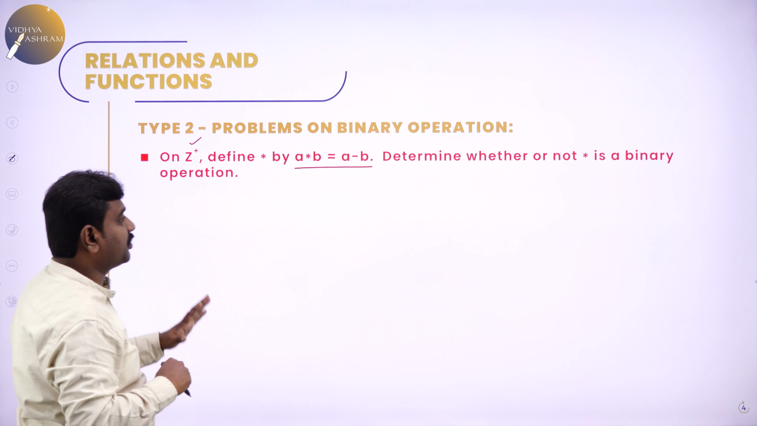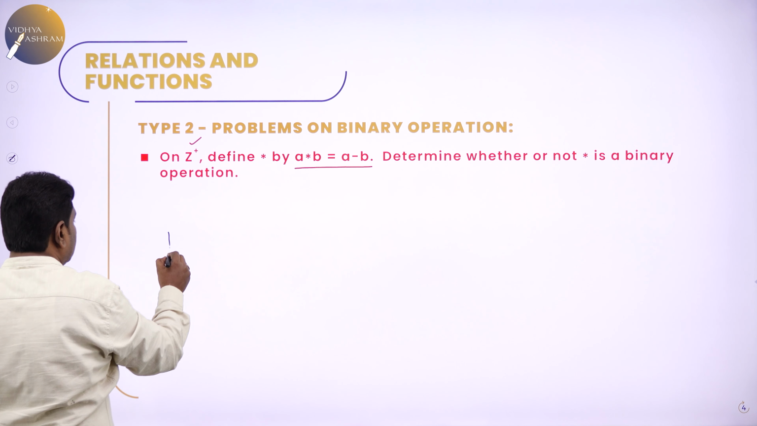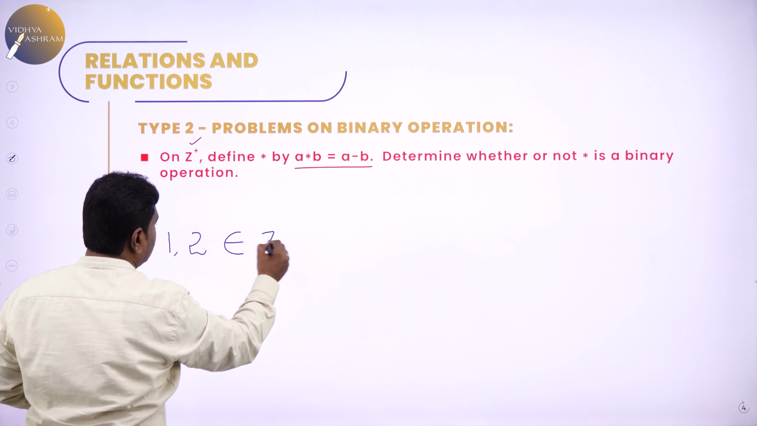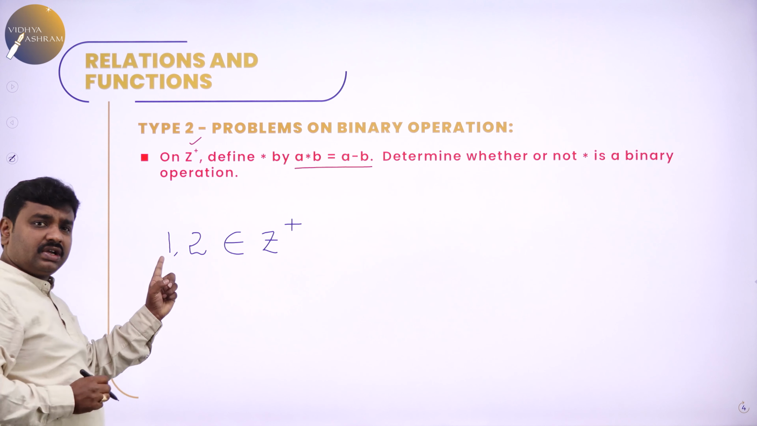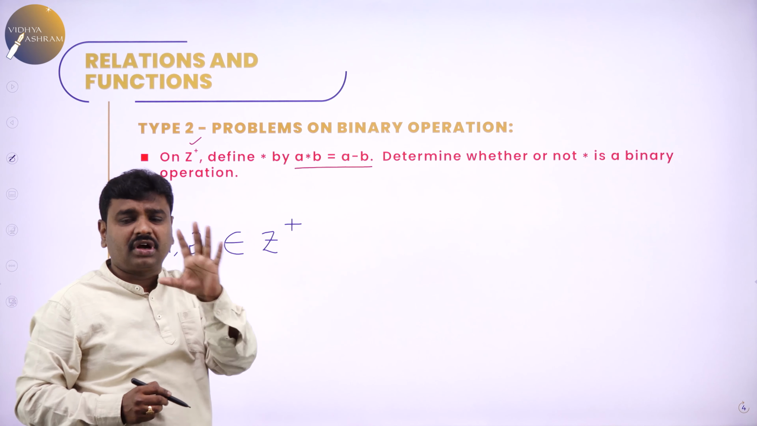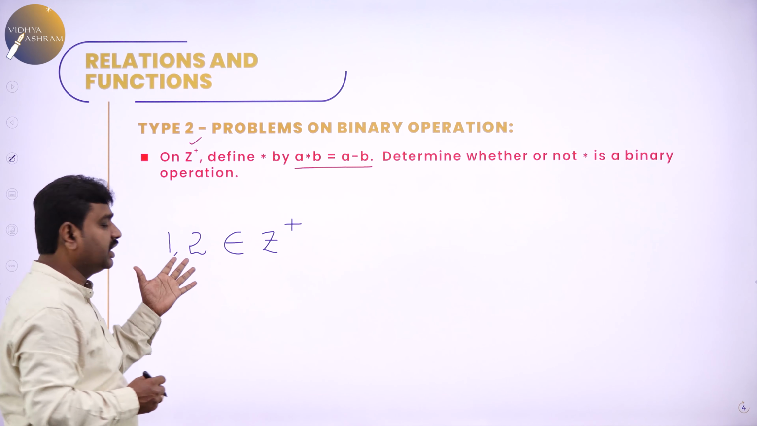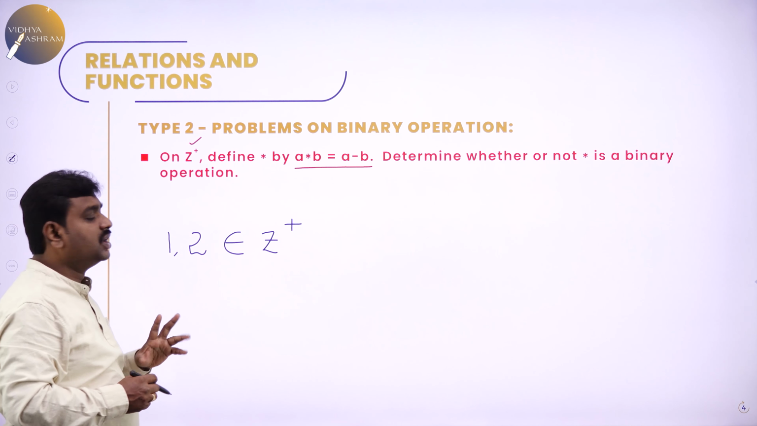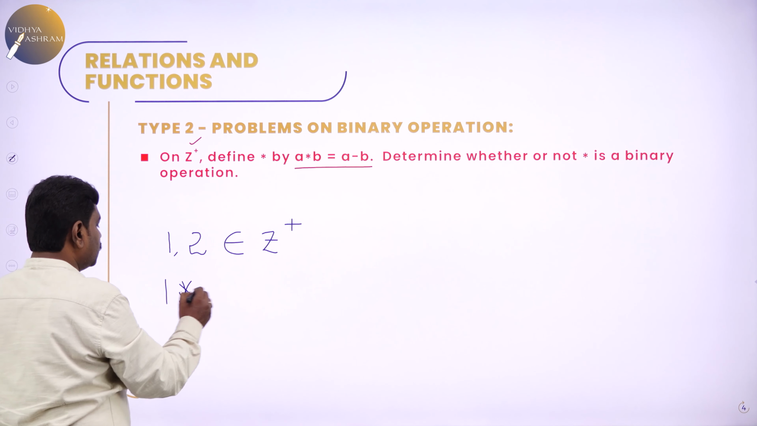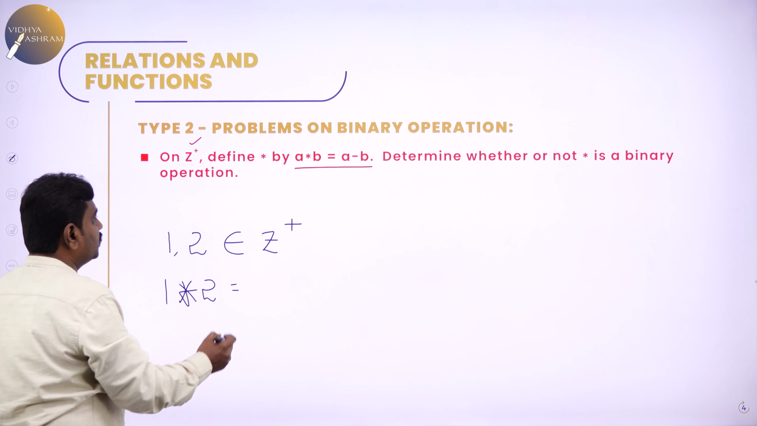See here if I take a pair, it fails. So I will take 1 comma 2 belongs to Z plus. Do you agree or not? 1 and 2 both are elements of Z plus, means non-negative integers. They are not negative, they are non-negative integers. So I took 1, 2, I will perform 1 star 2. What is 1 star 2? They gave.